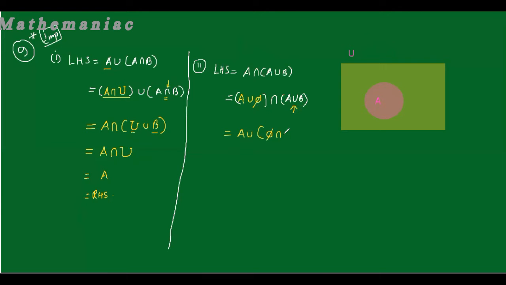A union (phi intersection B). Now any set taken intersection with the empty set will always give you phi only. So this gives you A, which is the RHS. That means you got the proof. The first proof is A union (A intersection B) is equal to A, and the second one is A equal to A intersection (A union B). So these are the two proofs.